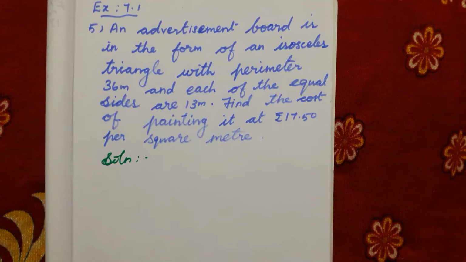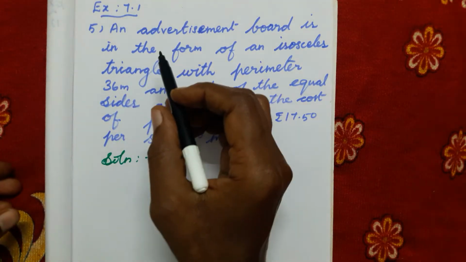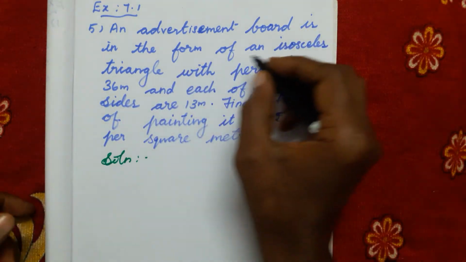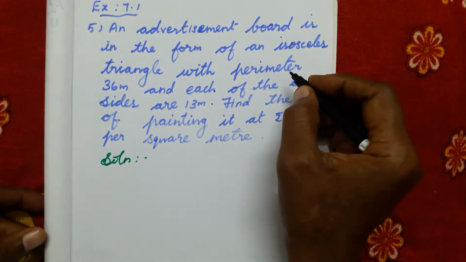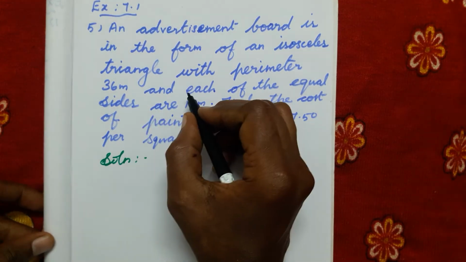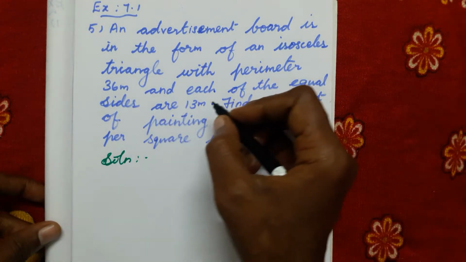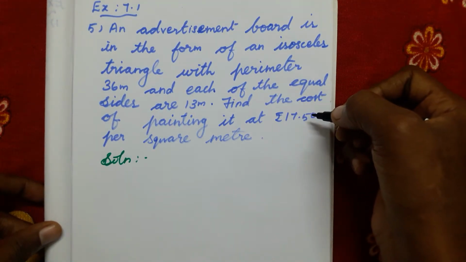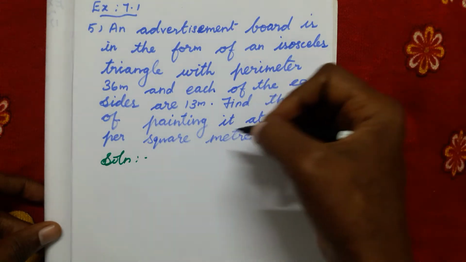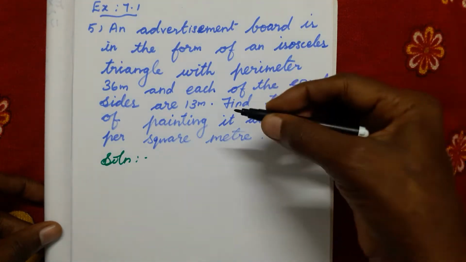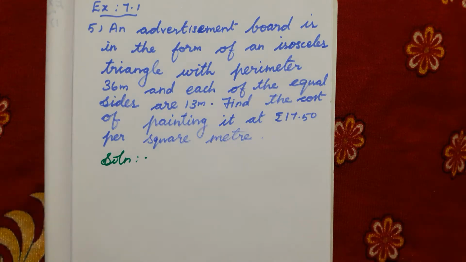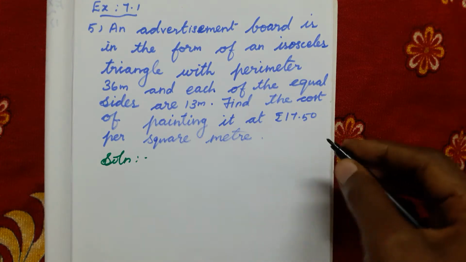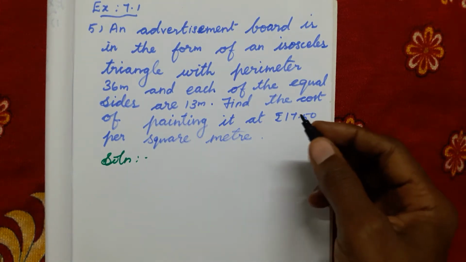Okay. Now I am going to explain exercise 7.1, fifth problem. An advertisement board is in the form of an isosceles triangle with perimeter 36 meter and each of the equal sides are 13 meter. Find the cost of painting it at rupees 17.50 per square meter. We have to find the total cost of painting. If we want to find the total cost of painting, we have to find its total area.